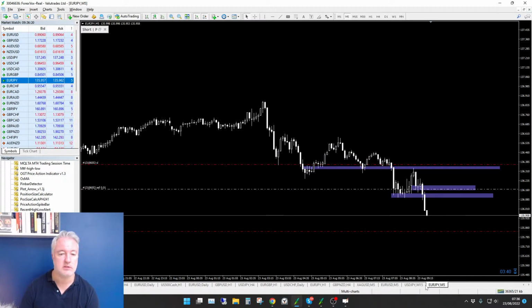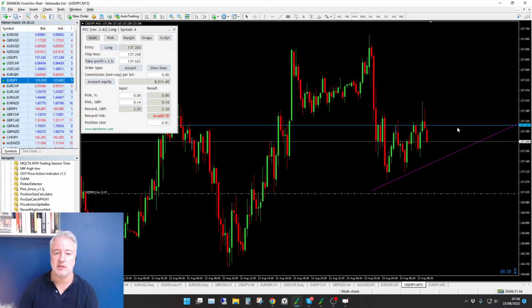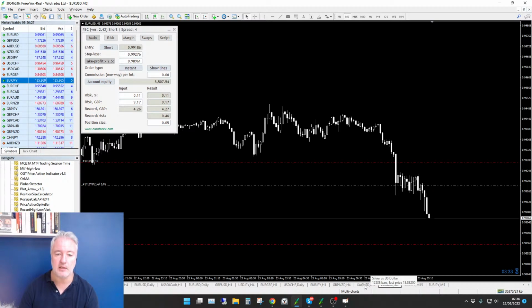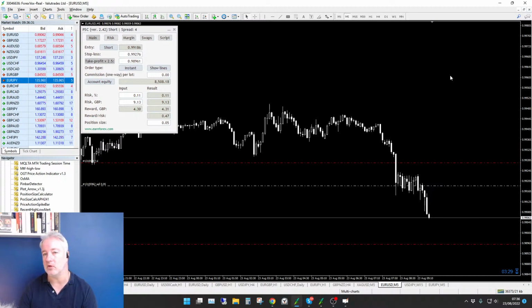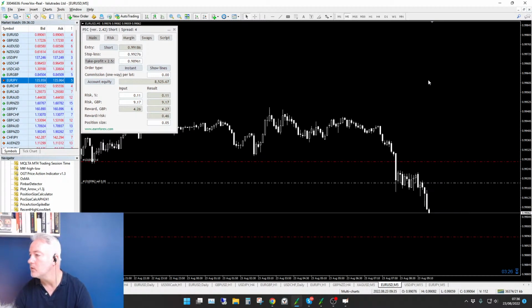One last look at these. Euro Yen's fine. Dollar Yen is coming back. I want to see what happens in this area. It's okay. I'm fine with that. And silver, I think, will carry on down anyway. And Euro dollar looks okay. Cool.